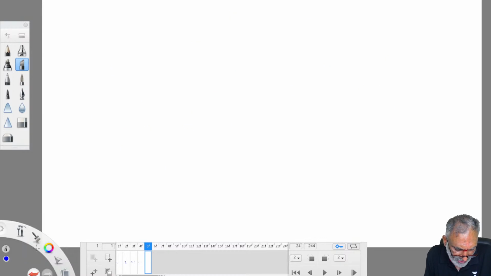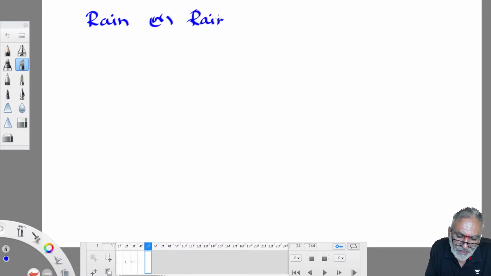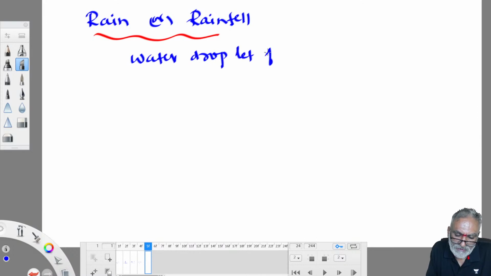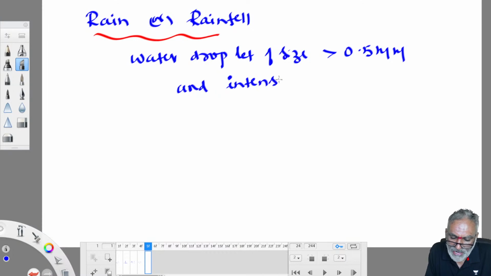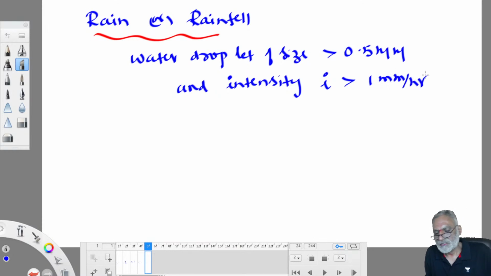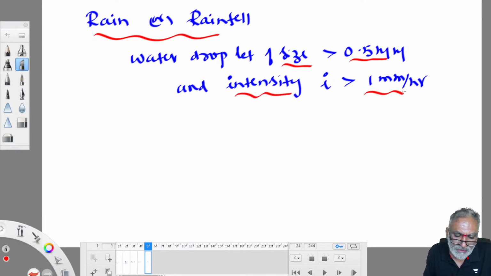So when can you call precipitation rain or rainfall? Precipitation in the form of water droplets of size greater than 0.5 mm, and intensity, intensity means the rate at which it rains, the rate of rainfall, intensity greater than 1 mm per hour, then it is known as rain or rainfall. Okay? In the form of water droplets of size greater than 0.5 mm, and intensity greater than 1 mm per hour, then it's called rain or rainfall.